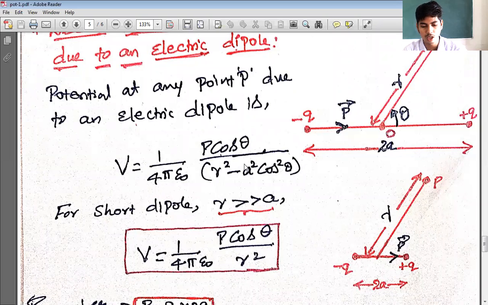This A square cos square theta is ignored, because it is very small in comparison with R.